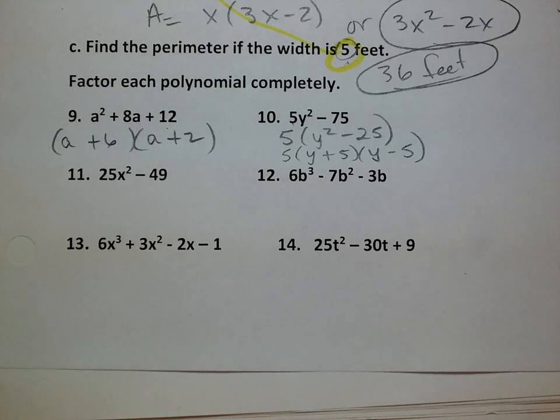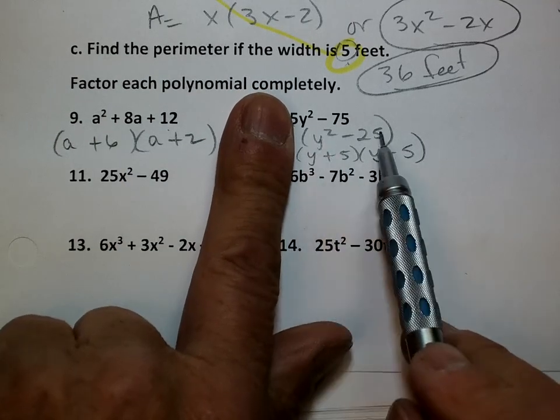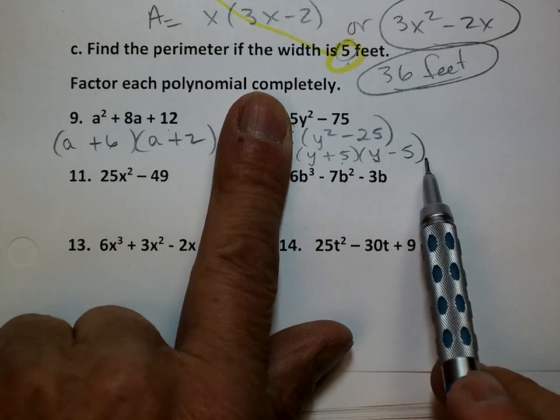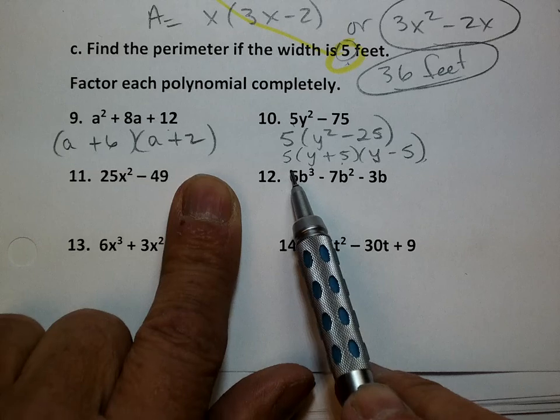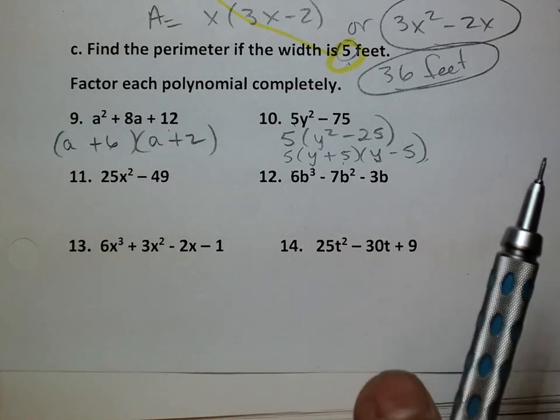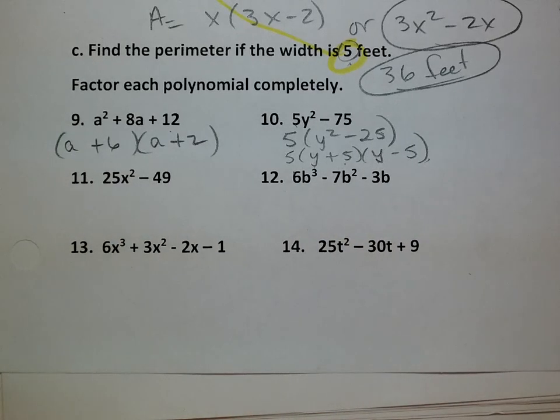Okay, because we know that y squared minus 25 is y plus 5, y minus 5. You guys agree with that? But don't forget the original 5. Thumbs up on that one? Okay, especially if you have this review sheet tomorrow, it's going to help a lot, right?